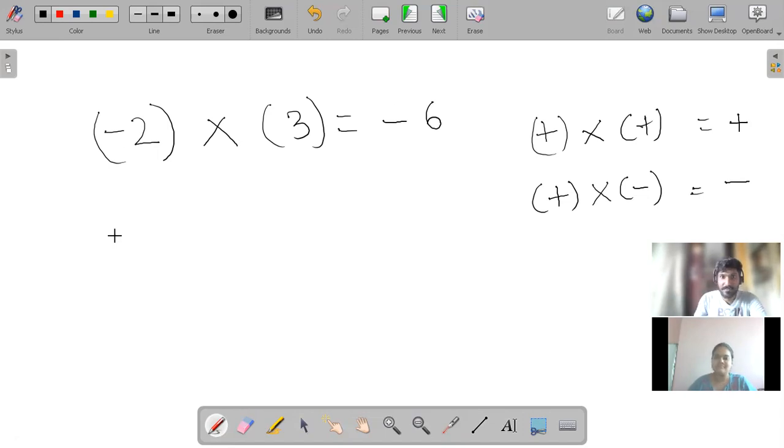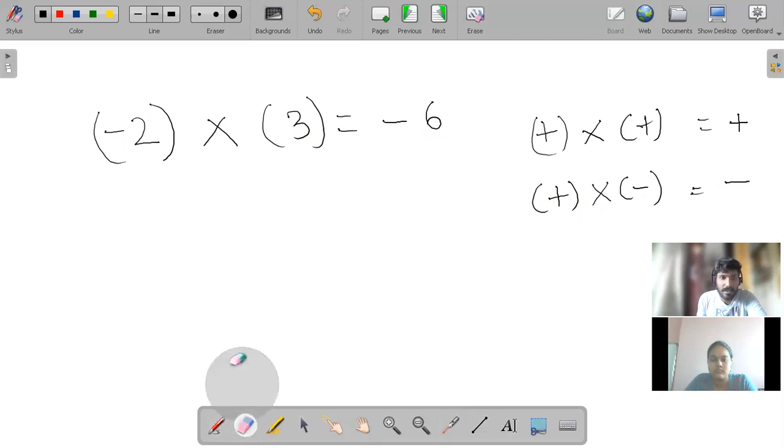But understand this. Plus into minus, that means a positive number. Listen to my words carefully. A positive number multiplied by a negative number will give you negative. The answer will be negative. So you see, this is a negative number, this is a positive number, so the answer has a negative sign.